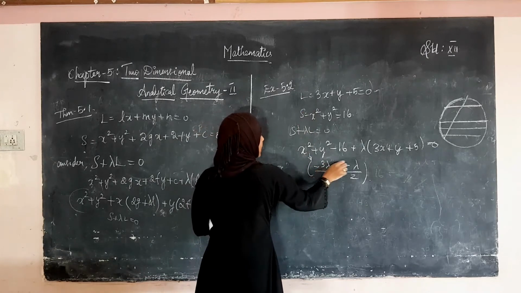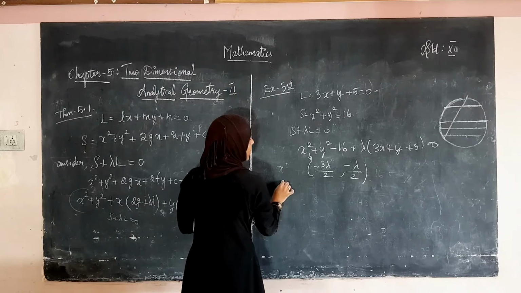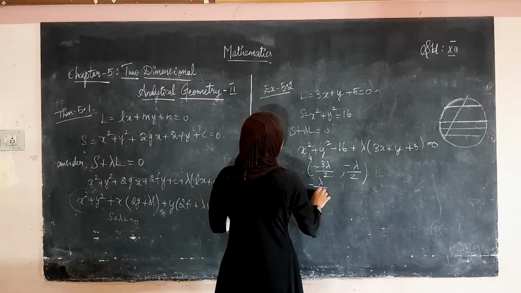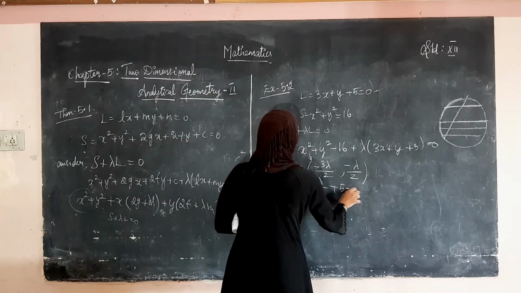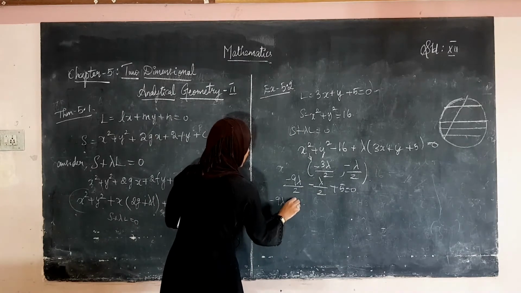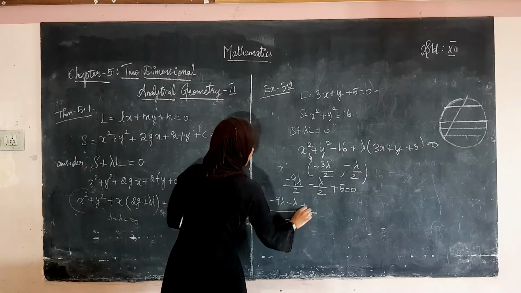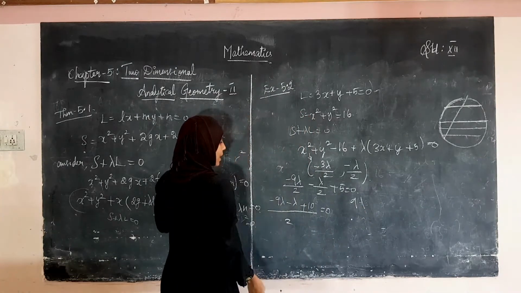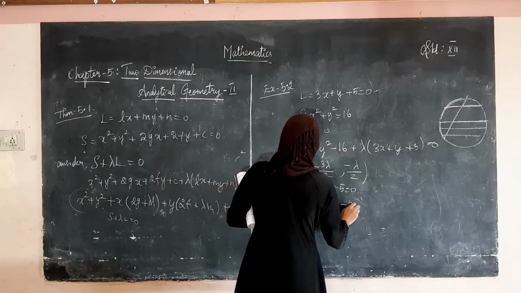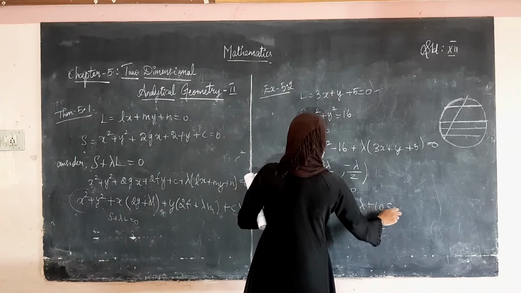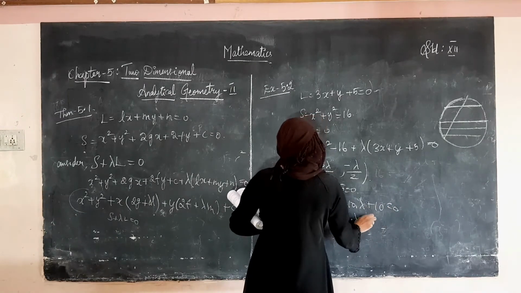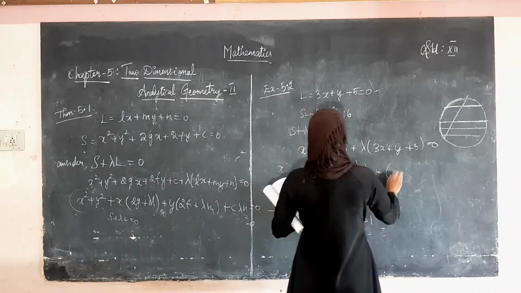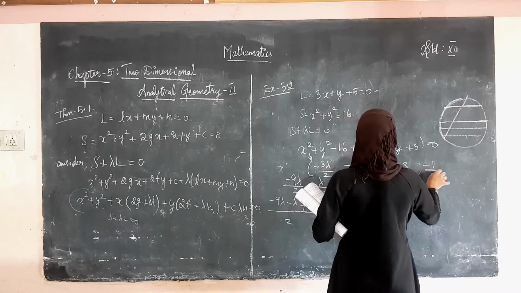So substitute this as x and this as y in the equation. What happens is minus 3 into 3 is minus 9 lambda divided by 2 minus lambda divided by 2 plus 5 equal to 0. So minus 9 lambda minus lambda, taking LCM, plus 10 equal to 0. Therefore minus 9 lambda minus lambda is minus 10 lambda. Minus 10 lambda plus 10 equal to 0. Therefore lambda's value is equal to 1. Therefore the center will be minus 3 divided by 2 comma minus 1 divided by 2.